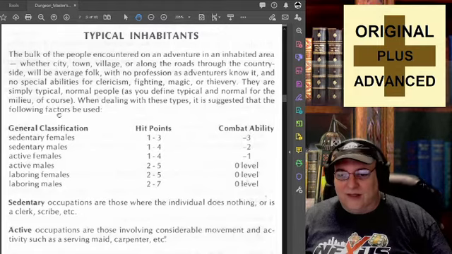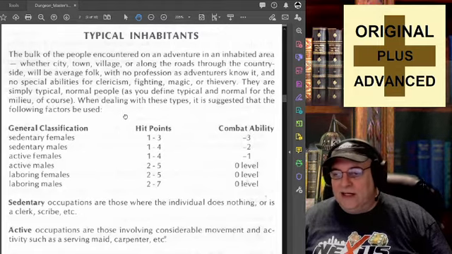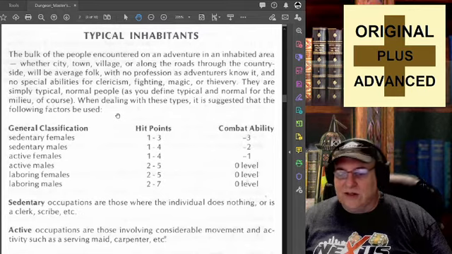Of course, we slipped in milieu. That was nice of them. A little nod to Gary there. When dealing with these types, it is suggested that the following factors be used.